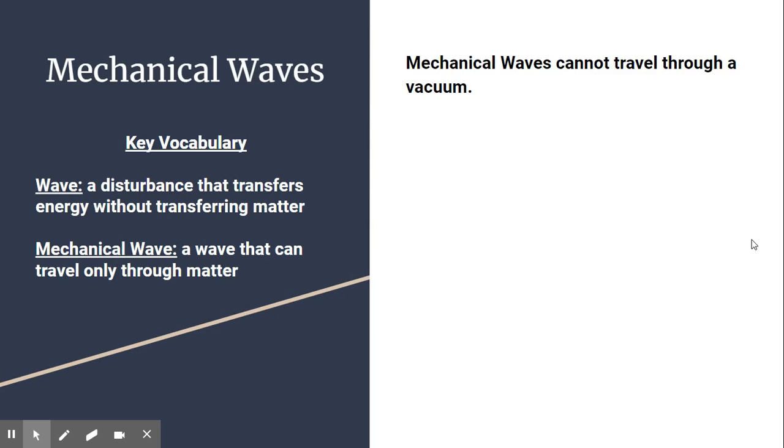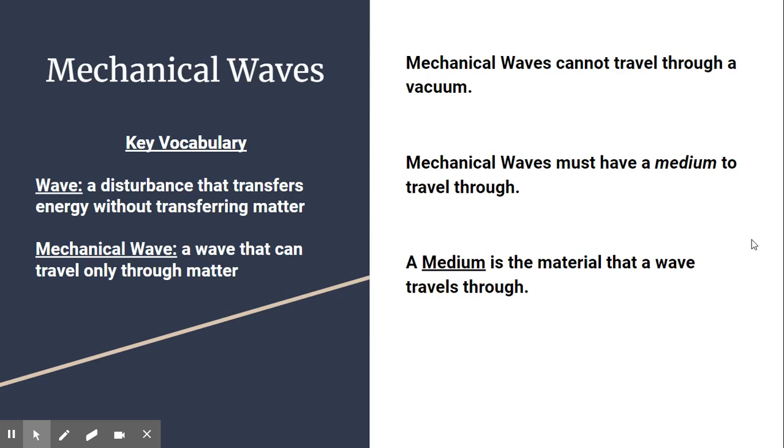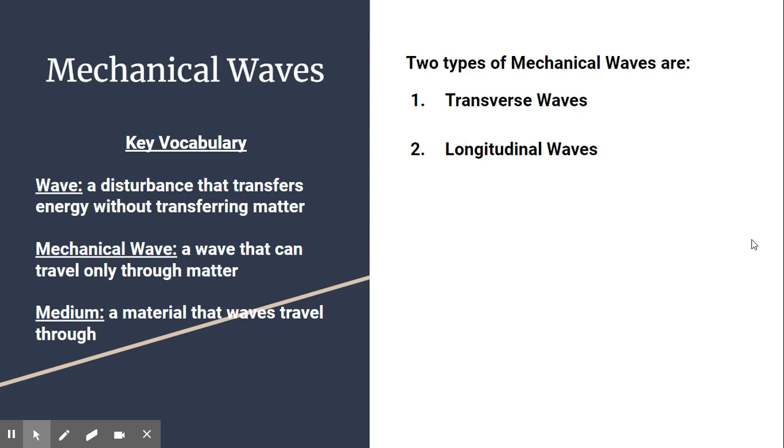That idea of having to have matter means that mechanical waves can't travel through a vacuum. They must have some sort of a medium. And that word medium is used to refer to the material. That's going to be another key vocabulary term. Mediums are a material that waves travel through. We'll learn a little later that there are some types of waves other than mechanical waves that can travel without a medium. We'll learn more about those later.